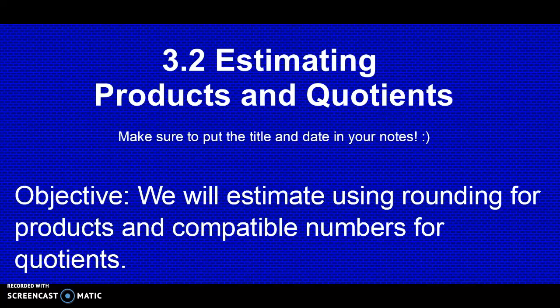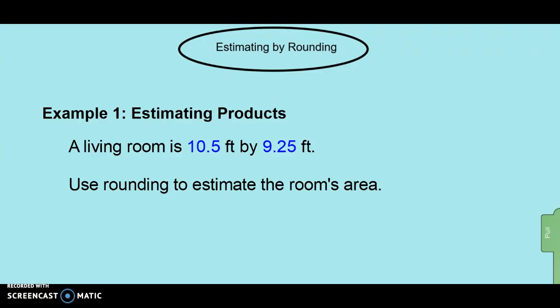In this lesson, we're going to focus on section 3.2, estimating products and quotients. Our objective is we will estimate using rounding for products and compatible numbers for quotients. So remember, that's multiplication and division. The first example will be products because we're trying to find an area.